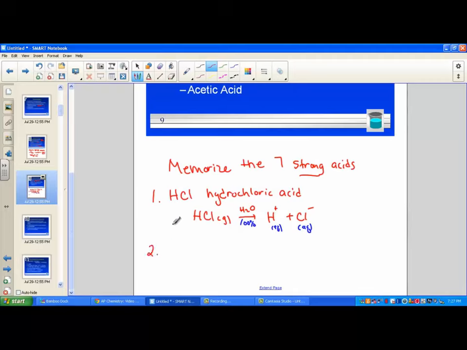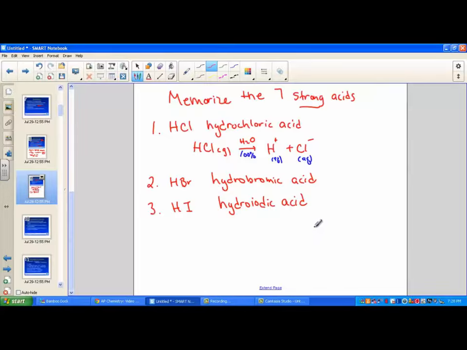So let's keep writing our 7 strong acids. We have HCl, another binary acid, HBr, hydrobromic acid. The third binary acid is HI, hydroiodic acid. Hydroiodic acid, HI, will 100% dissociate.